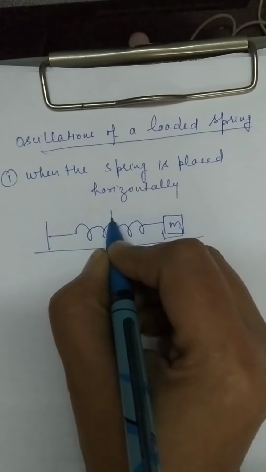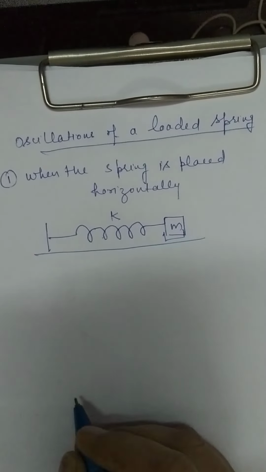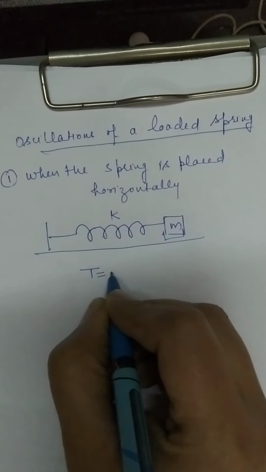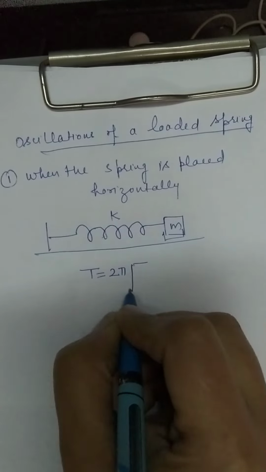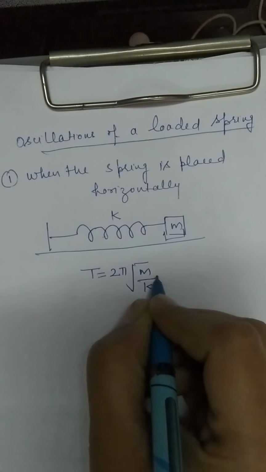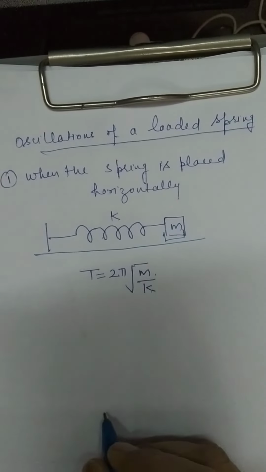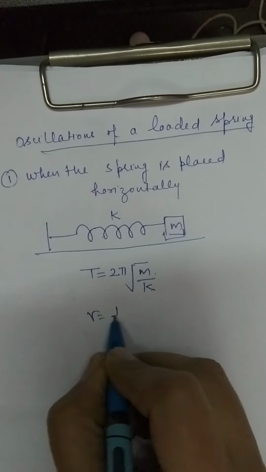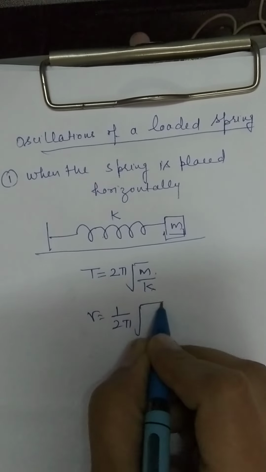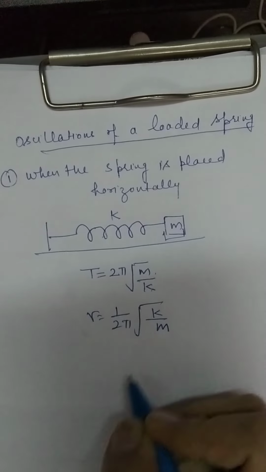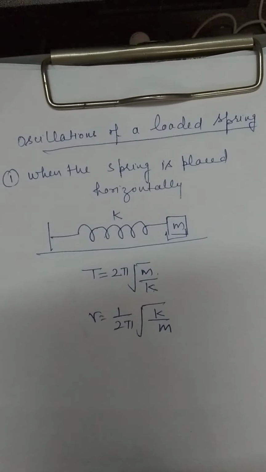Now we know its spring constant k, and in the last lecture we have discussed the time period formula. It is 2 pi under the root of m by k, inertia factor divided by spring factor, right? So what is the frequency? It becomes 1 by 2 pi under the root of k divided by m. This is the direct formula you can see, right?